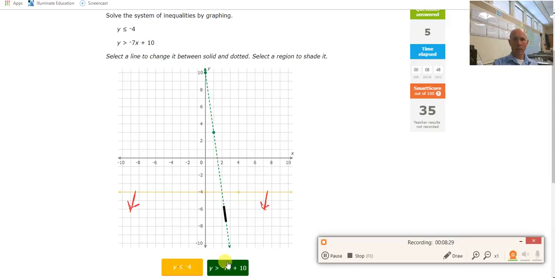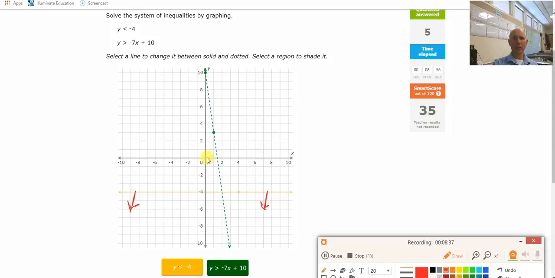Okay, intercept at 10, going down 7 over 1. There it is. Let's test it against 0, 0. Is 0 greater than 10? That is false, which means I'm shading on this side of this line. So where's it all coming together? It's all coming together over in this region right here.